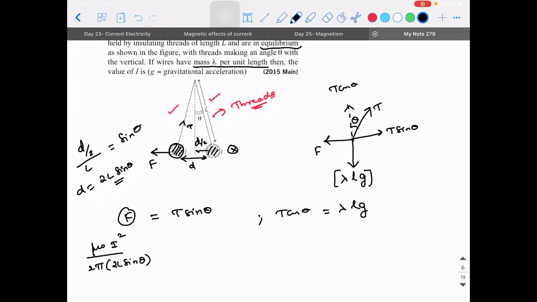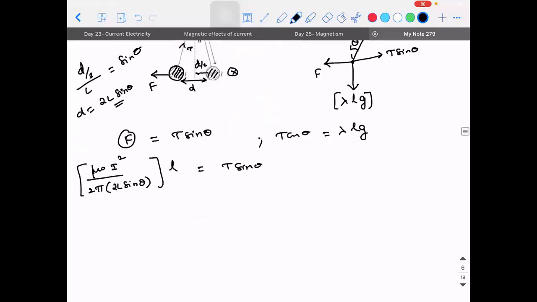So what did I write? Mu naught I1 I2 by 2 pi d is not force. Rather, it is the force per unit length. So this thing multiplied with L will give me the force. This is equal to T sine theta. Similarly, lambda into L into g is T cos theta.